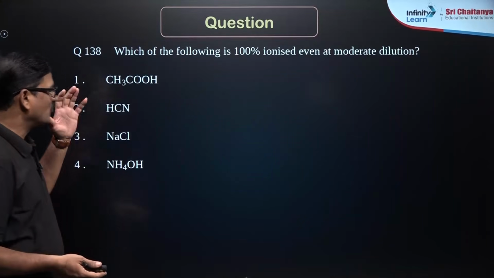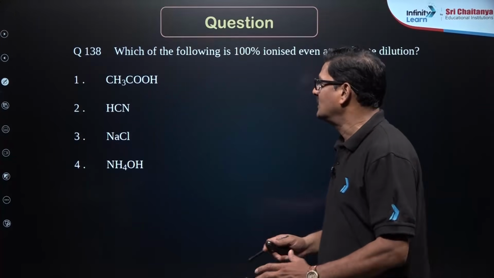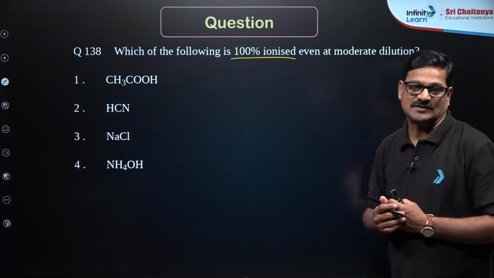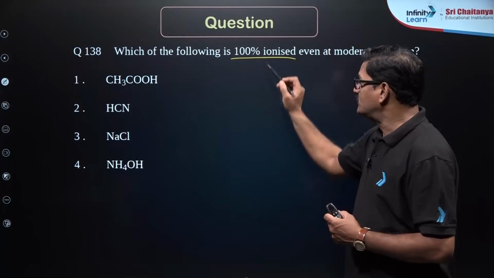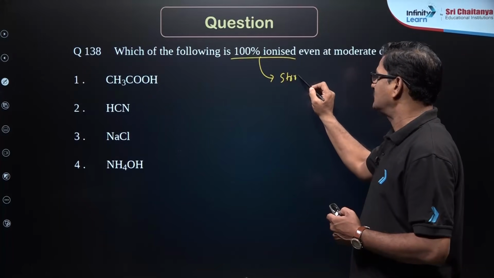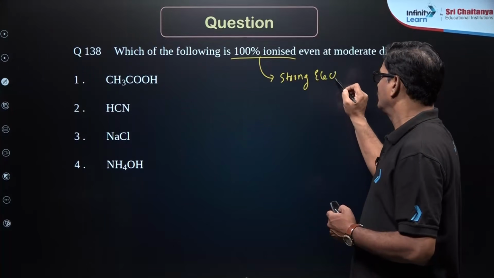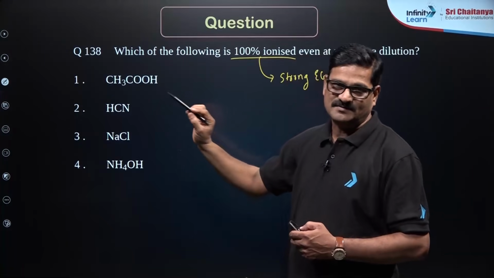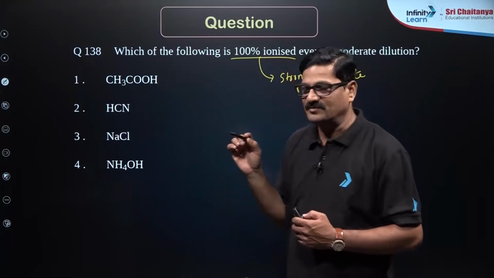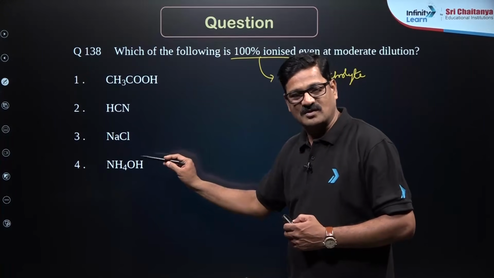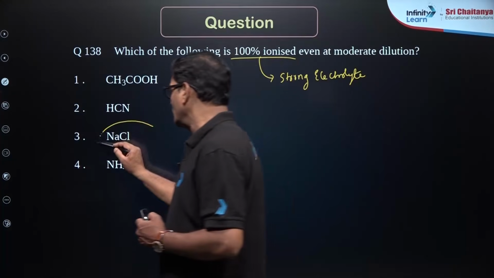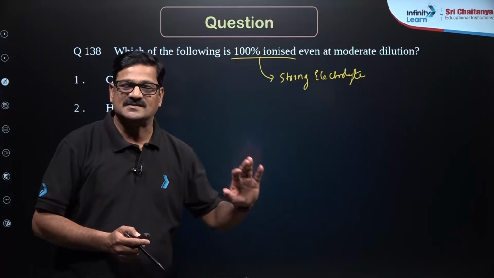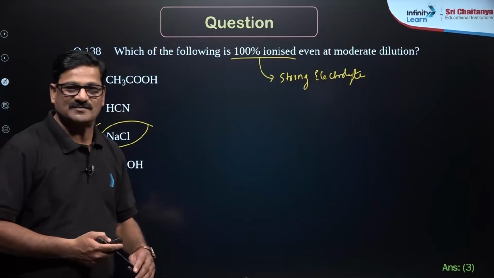Moving ahead, here is one more question. It is talking about ionization. Which of the following is 100% ionized even at a moderate dilution? 100% ionized indicates it is a strong electrolyte. So acetic acid is a weak acid, a weak electrolyte. HCN is a weak acid, a weak electrolyte. Ammonium hydroxide is a weak base, a weak electrolyte. And sodium chloride is a salt of a strong acid and a strong base, so it is absolutely a strong electrolyte. Option C is the correct answer for this question.